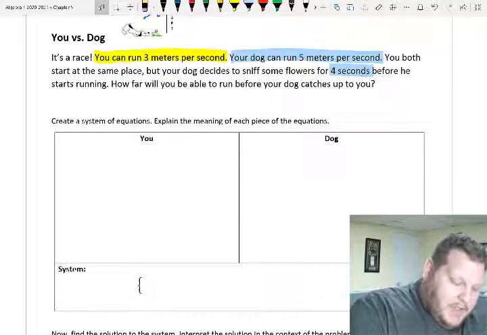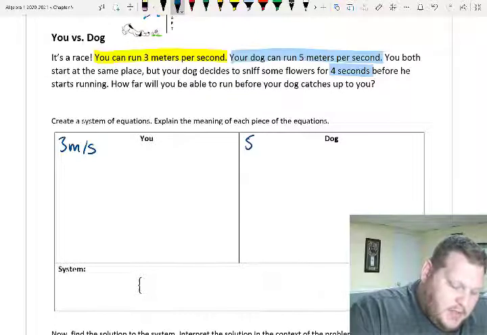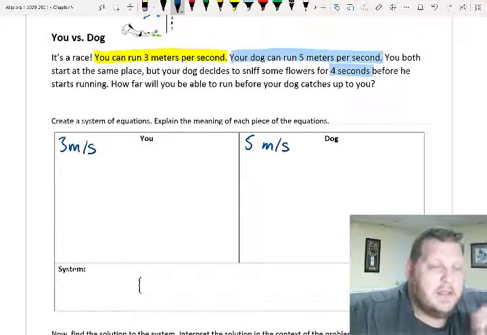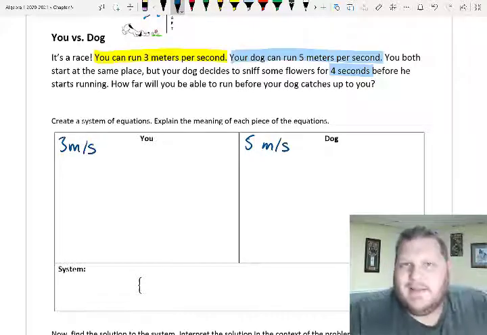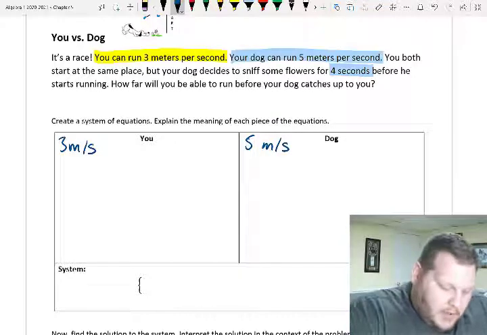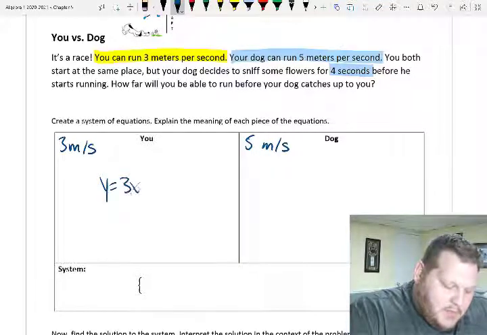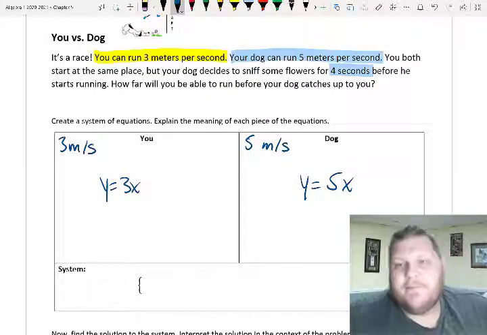So for us, we know that we can run 3 meters per second. Our dog can run 5 meters per second. We know that speed is our rate. So if x is our time, y would be our distance that we've run. Our equation for ourselves would be y = 3x. Our equation for our dog would be y = 5x.